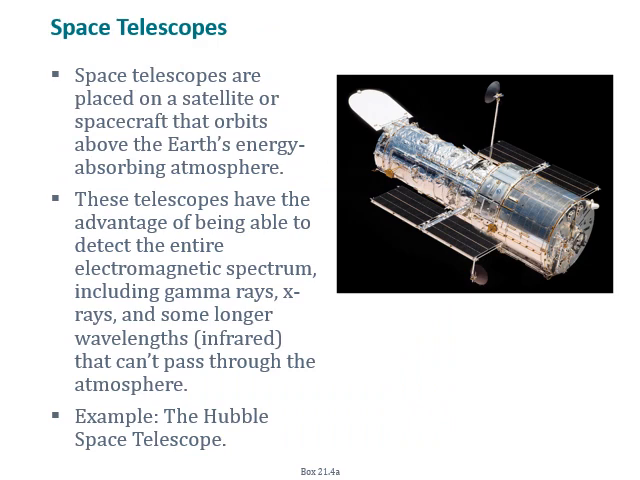Finally, we discuss space telescopes. Space telescopes are placed on satellites or spacecraft that orbit above Earth's energy-absorbing atmosphere. These telescopes have the advantage of being able to detect the entire electromagnetic spectrum, including gamma rays, X-rays, and some longer wavelengths like infrared that can't pass through the atmosphere. One example is the Hubble Space Telescope. Another example is the recently launched James Webb Telescope.